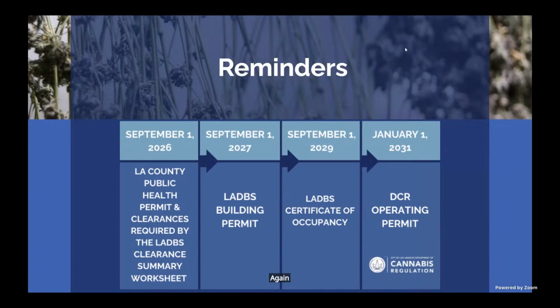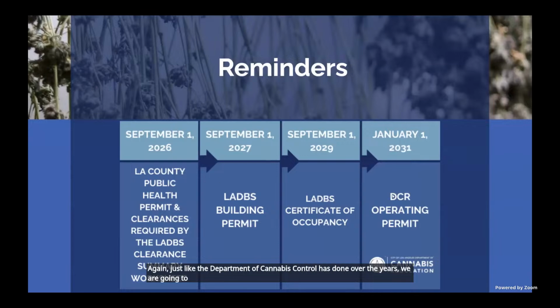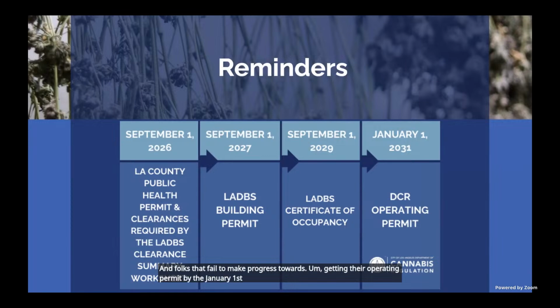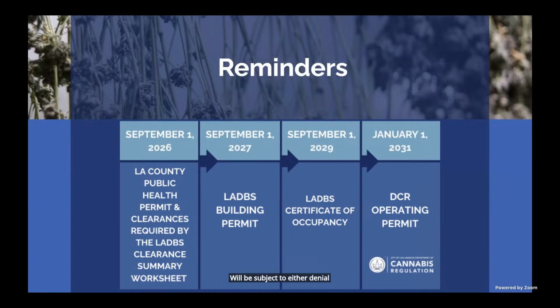Again, just like the Department of Cannabis Control has done over the years, we are going to try to step people into compliance with this ultimate operating date. And folks that fail to make progress towards getting their operating permit by the January 1st, 2031 deadline will be subject to either denial or non-renewal as part of future renewal cycles.